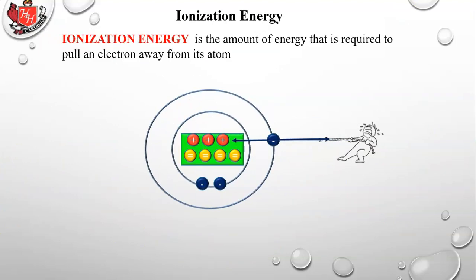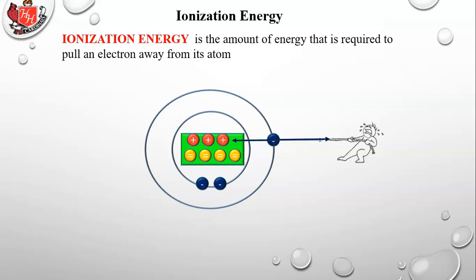So this is a key concept, ionization energy. You're going to hear this term probably almost every day or three times a week in this class. Ionization energy is the amount of energy that's required to pull an electron away from its atom. And this is important because when an electron gets pulled away from an atom, and it could be more than one electron, then that atom becomes charged. It becomes a charged atom.